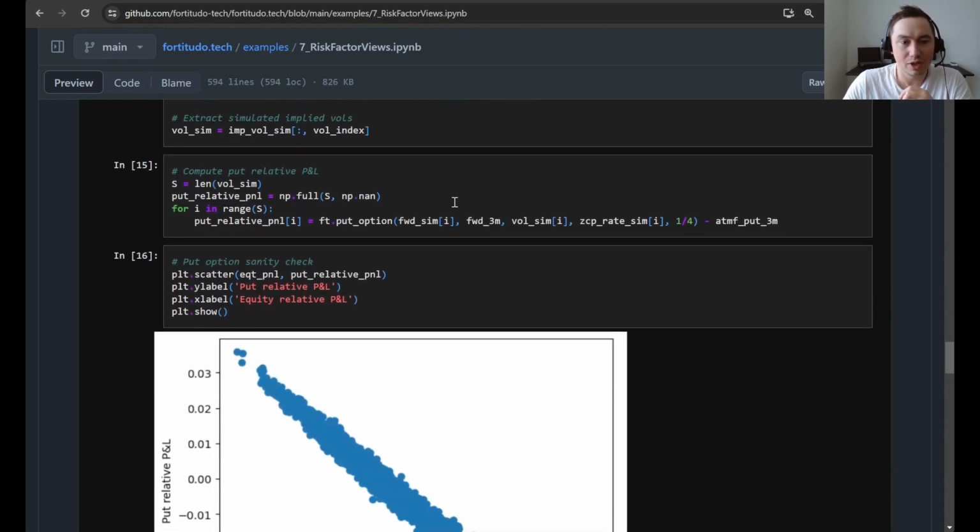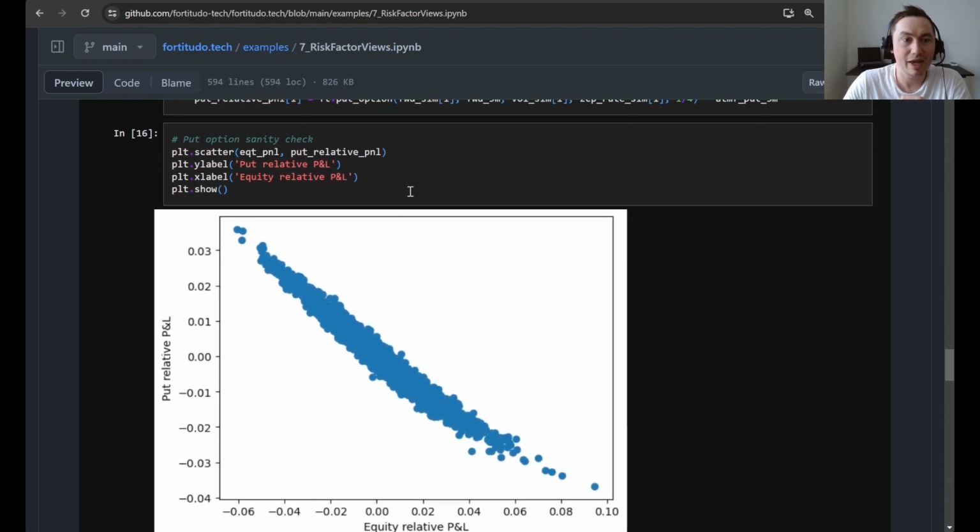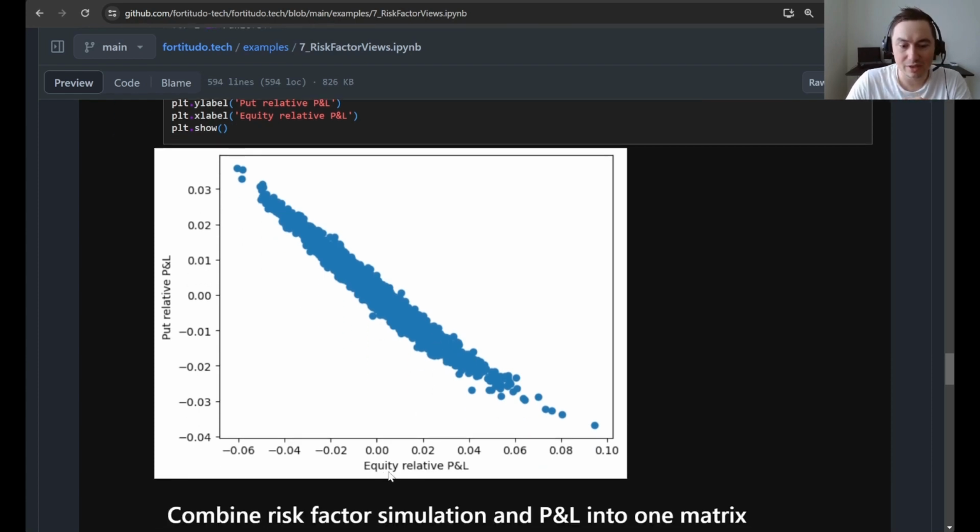Alright, so here you can see that we compute this put relative P&L, and we make a plot where we verify that it looks like a put relative P&L. So here you can see we have the relative P&L of the equity index, and then we have the relative P&L of the put option. Since this is an at the money forward, the delta of that option should be around 50%, around at the money here. And then of course you would have some convexity.